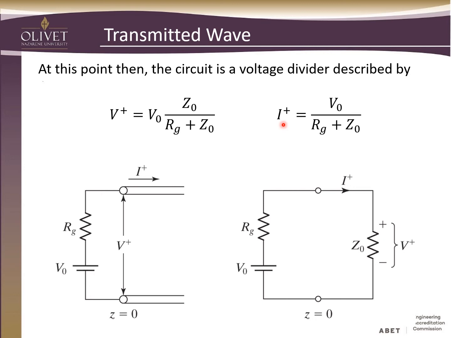So we also can calculate our current. Your current is just your voltage over your impedance, Z_0. And so when we do that, of course, the Z_0 divides out. So this is our initial current on the line, this I plus.